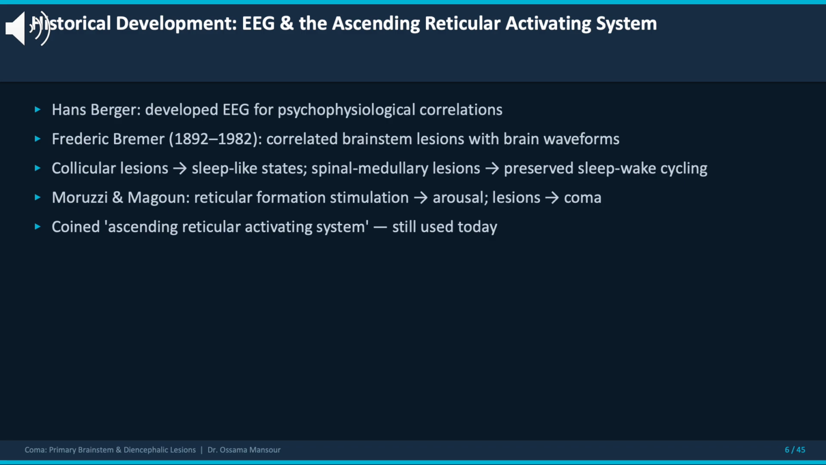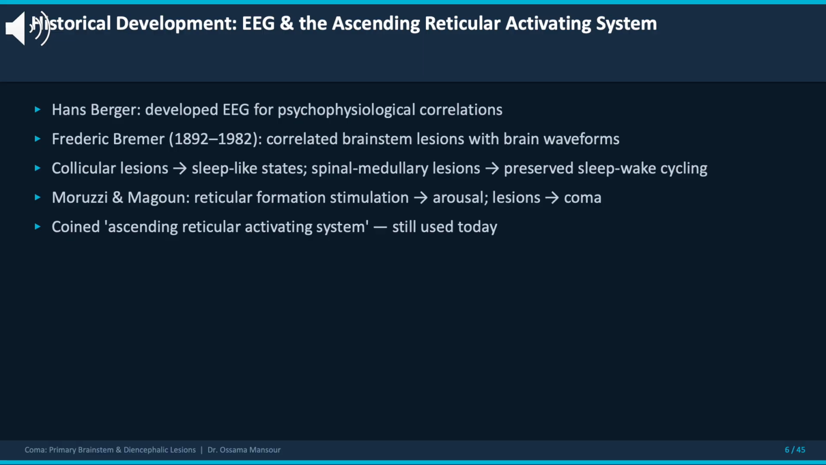Over the years following von Economo's observations, functional neurodiagnostic tools progressively refined our understanding of consciousness. Hans Berger developed electroencephalography technology to evaluate psychophysiological correlations, providing a window into brain electrical activity.